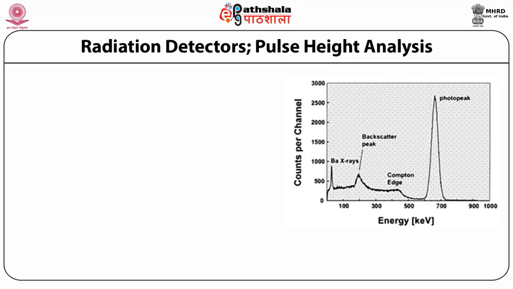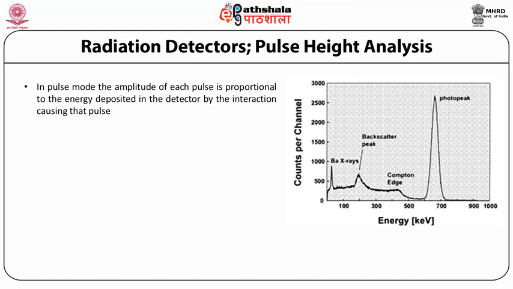Radiation detectors, pulse height analysis. So we have seen that pulse mode is better than the current mode of working. In this slide, we are going to look more deeply into the pulse mode of working of detectors. In pulse mode, the amplitude of each pulse is proportional to the energy deposited in the detector by the interaction causing that pulse. What does that mean? That whatever pulses we record across the detector, that is the output of the preamplifier, the height of those pulses, which is the amplitude of those pulses, is proportional to the amount of charge collected in the detector corresponding to the interaction of that radiation.